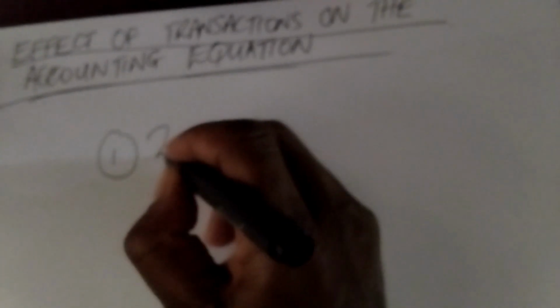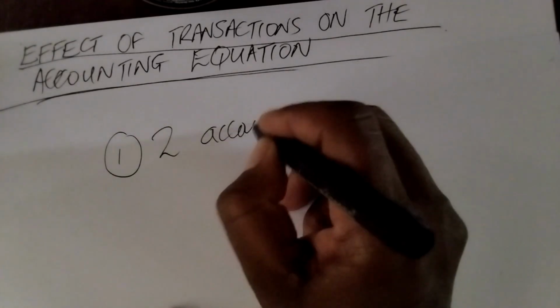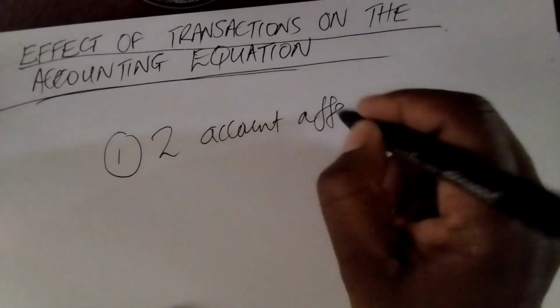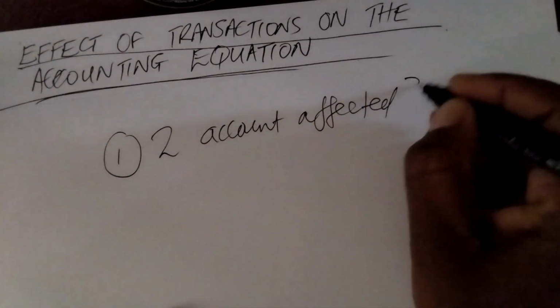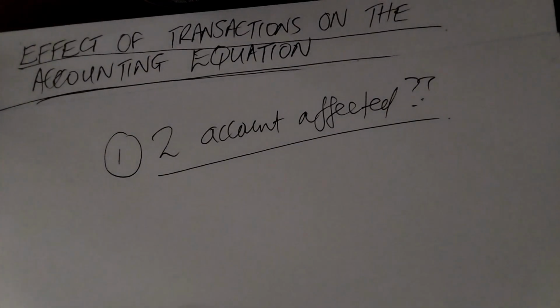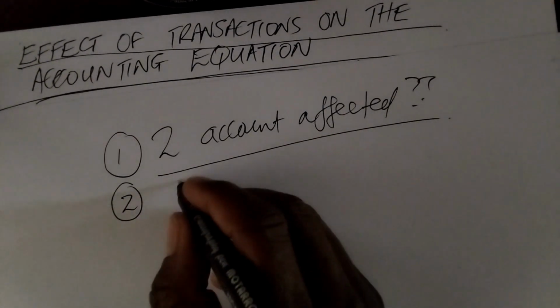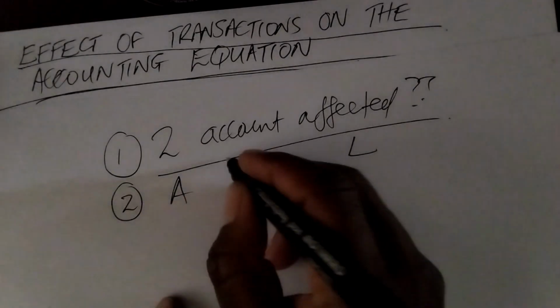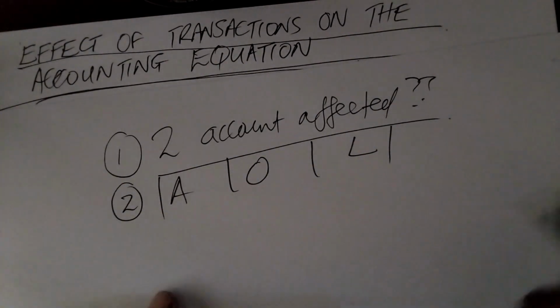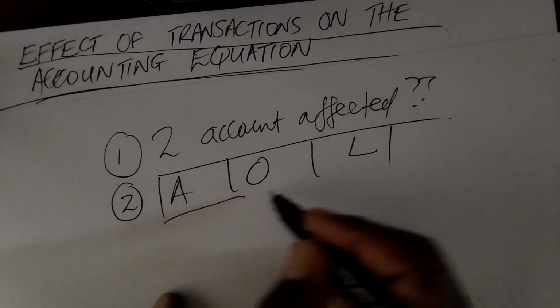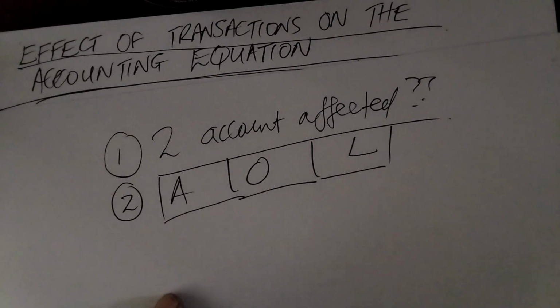to come up with the two accounts affected, right? That's the first thing that you need to do. So you need to identify the two accounts that are affected by the transaction. Number two, you also need to classify those accounts into one of these categories. Is it an asset? Is it owner's equity? Or is it a liability?